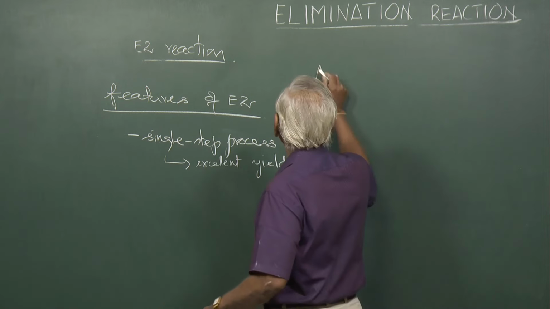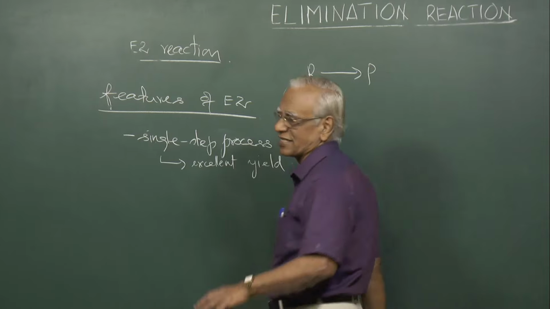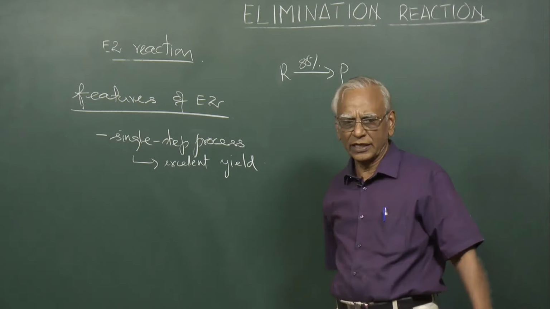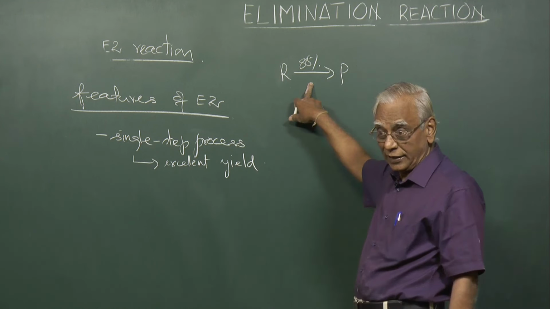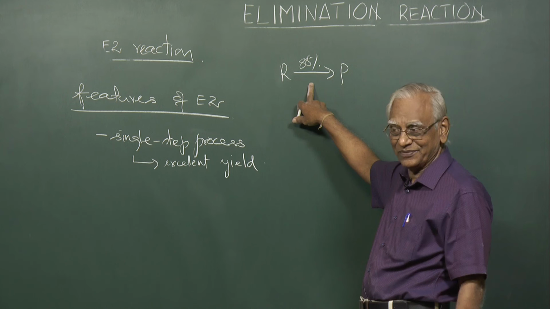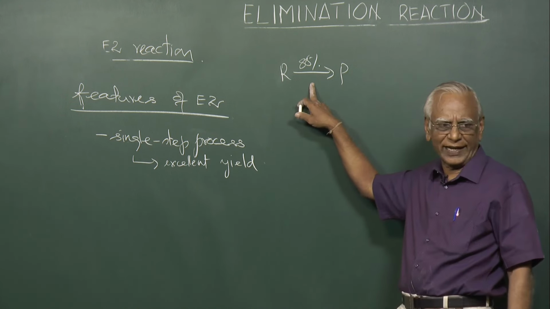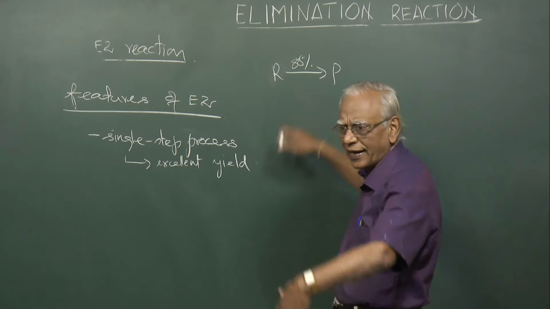Let's say the reactant R is converted to the product. It's a single step process. It is going to be 80% yield conversion. When do you call this a quantitative reaction? If it is going to be 100% yield. Very few reactions are quantitative reactions in organic chemistry. Most of the ionic reactions, inorganic reactions are quantitative reactions.